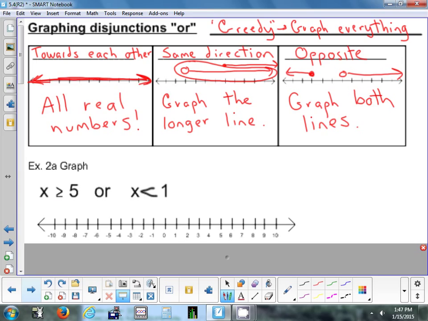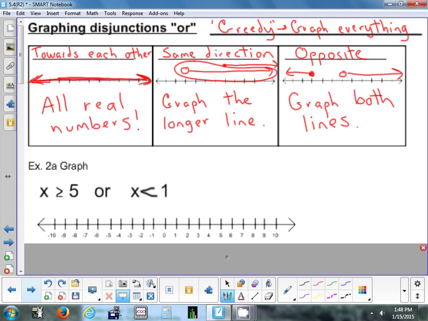So, okay. I'm doing an or here. So x is greater than or equal to 5, right? So I'd have a closed circle at 5 going this way, right? Closed circle at 5 going this way. And then x, what does this say, guys? X is, so what would I do?